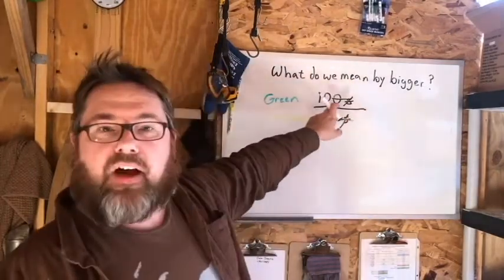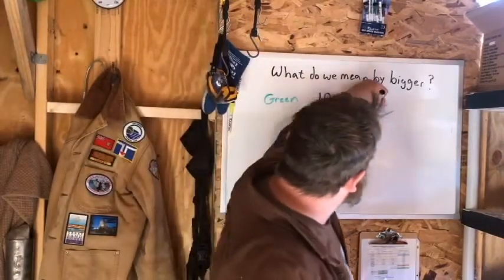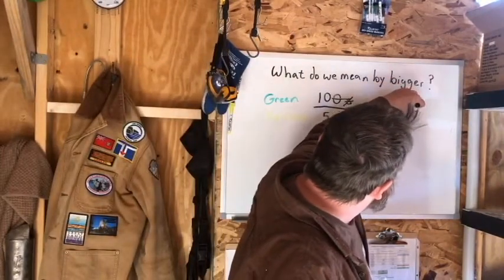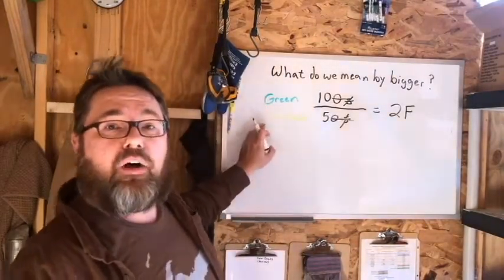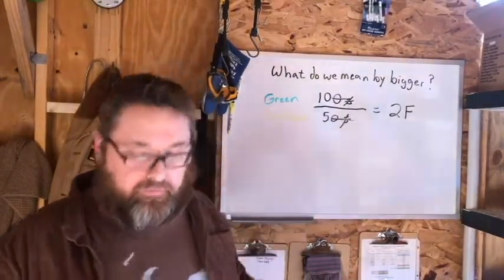And we're basically dividing 10 by 5. And what that gives us is a factor of 2 times greater. So we have twice as many green Sasquatches as yellow ones.